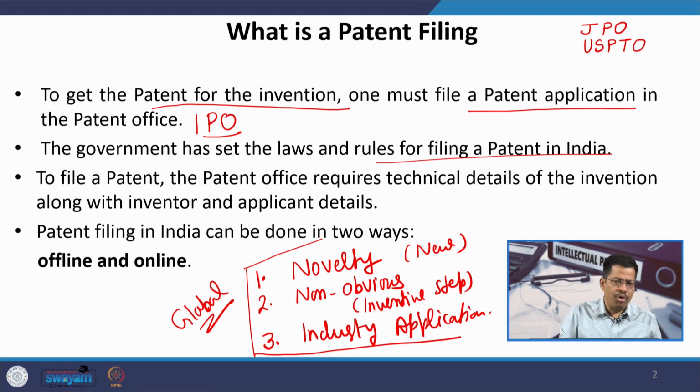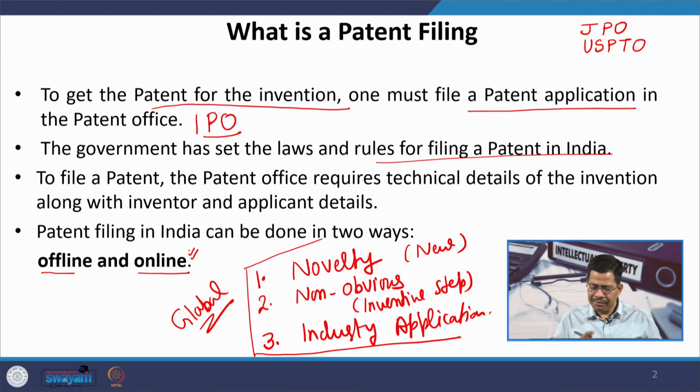Now, COVID is a very important milestone in many ways, and because of COVID, now in the Indian Patent Office, though you can file offline and online, 99.9% of applications these days are filed online only. So, there is no need to go physically to the patent office or send hard copies of your application. You can do your entire filing online itself.